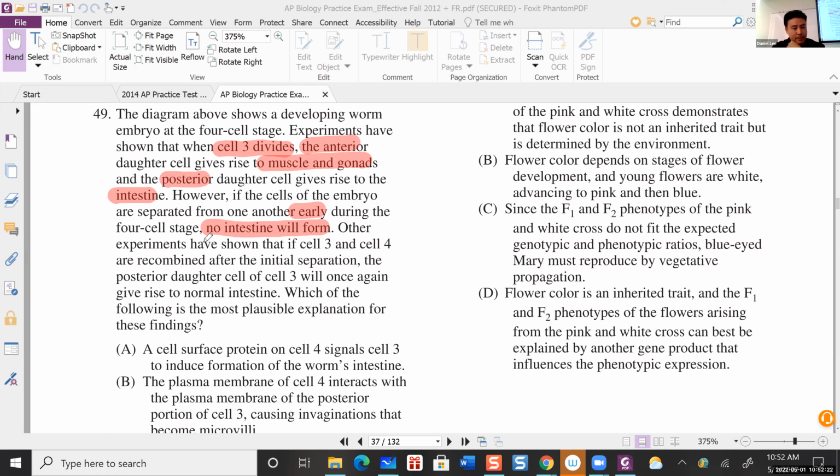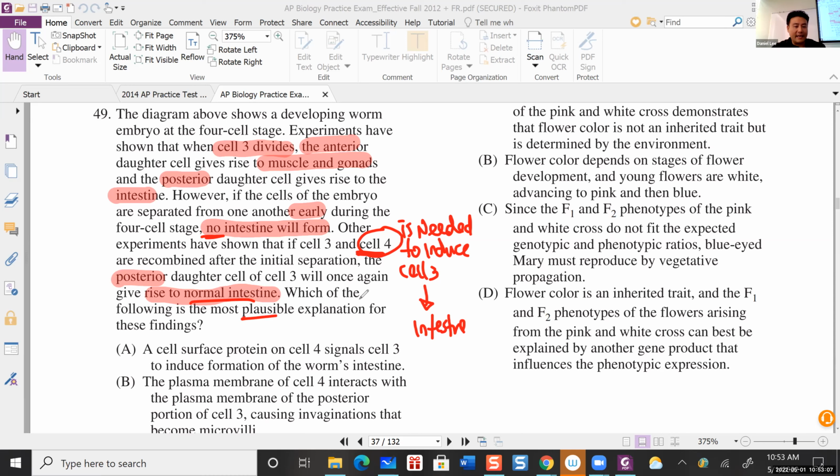Weird. And then it says experiments have shown that cell 3 and cell 4 are recombined. If you recombine them after the initial separation, the posterior gave rise to normal intestine again. So that shows you obviously that cell 4 is needed to induce cell 3 to become intestine. Because no intestine will form if you separate, and if you rejoin them with cell 4, then you get intestine again. So cell 4 is necessary, right? So there must be a cell communication here. Cell 4 is required for the proper development of intestines by cell 3.